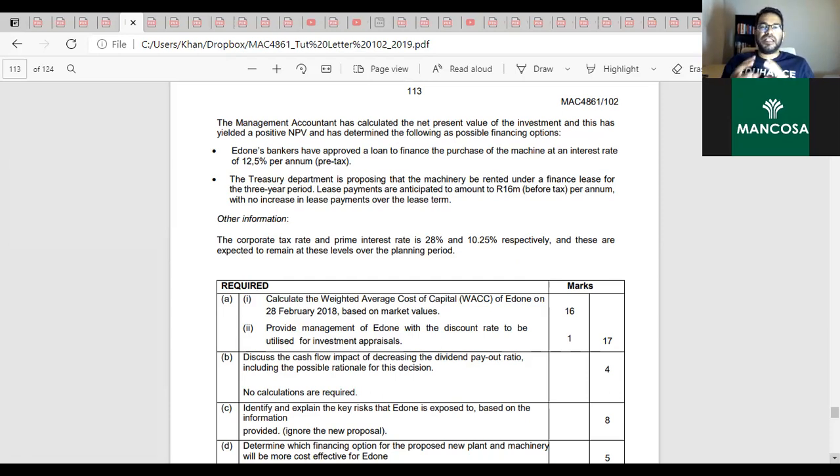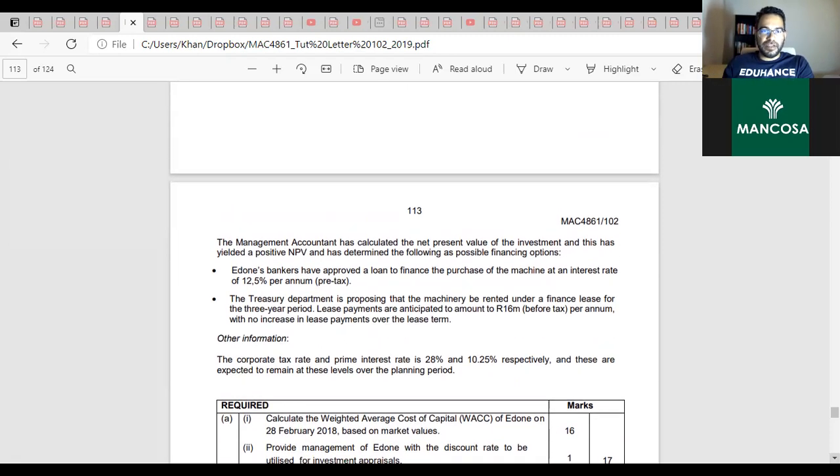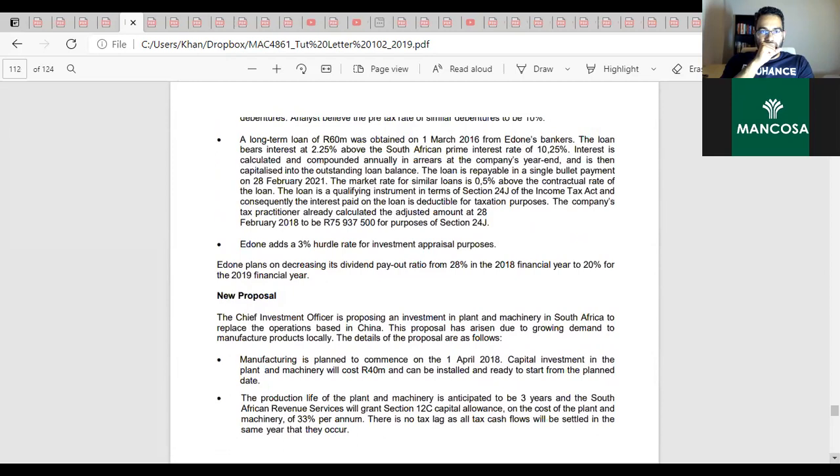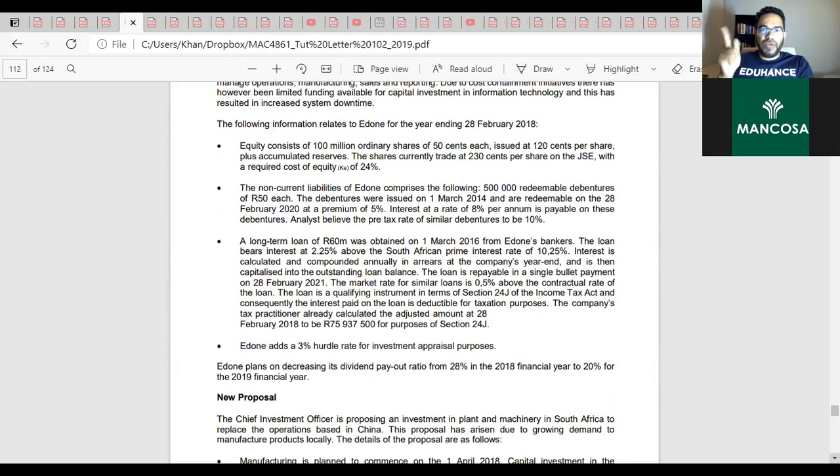Now, the moment you see calculate WACC, two things go through your mind, the formula and the table. Once you have the formula and the table, the next thing that goes through your mind is to identify the sources of finance, the components of capital. There's three in this example: ordinary share capital, long-term loan, and debentures. Okay, so that's the three sources of finance.